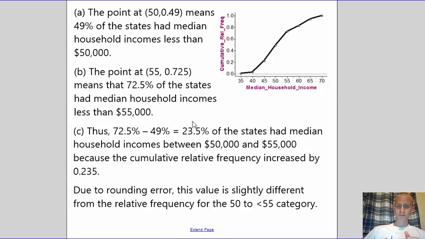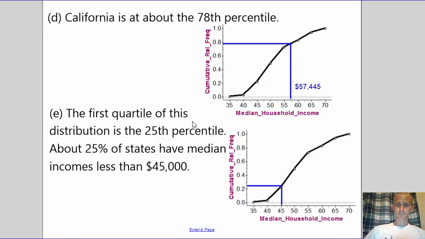Due to some rounding, there might be little differences here, but that's something to be aware of. We can just use this to get an idea of what percent of states scored at or below a specific number, or scored above a specific number. For those last two questions, again, we're just reading the x and y axes.